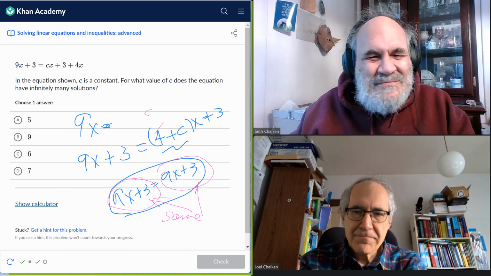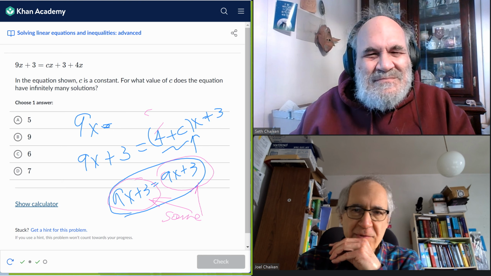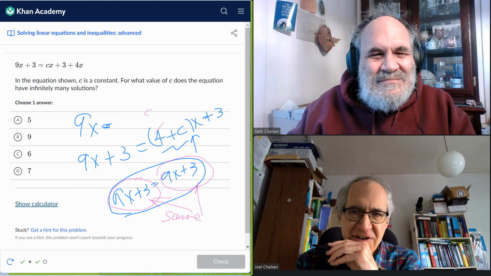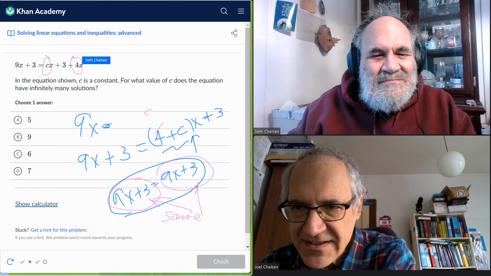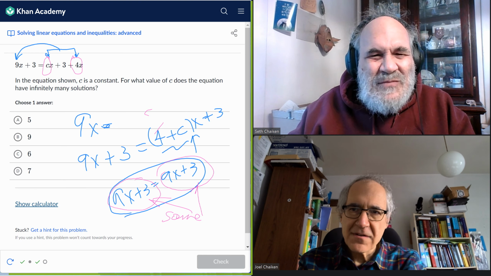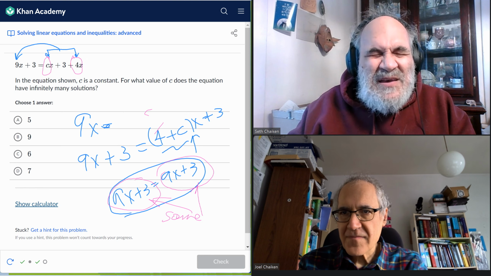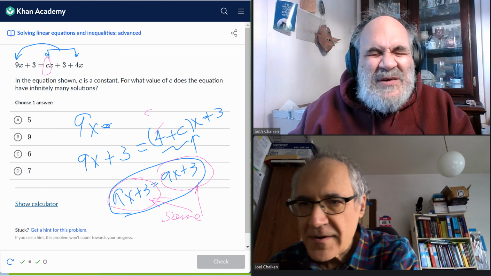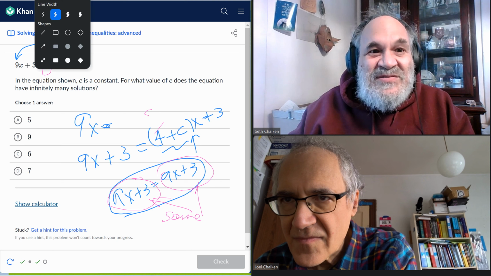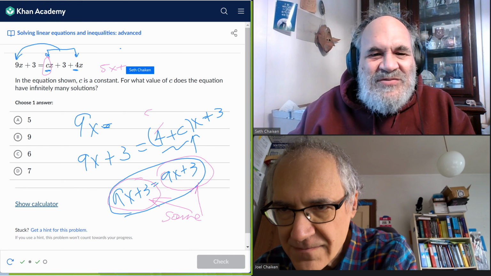I sort of factored here. I hope that was okay, and I hope people saw what to do there. But if you don't factor, you have to notice that the c plus the 4 have to equal the 9. Those are the like terms. So I have to make c such that cx plus 4x equals 9x, and that happens when c equals 5.